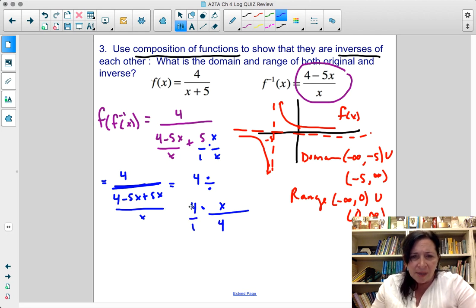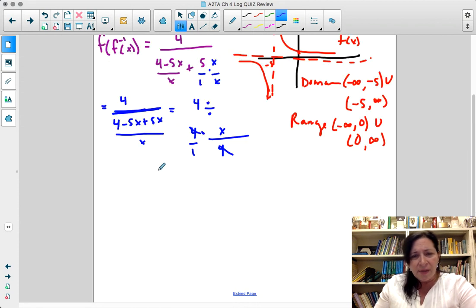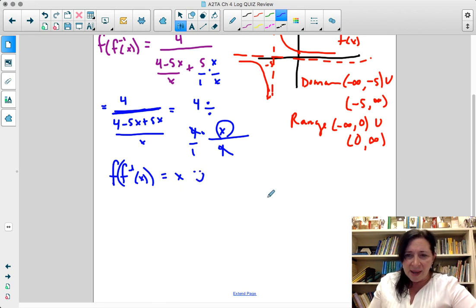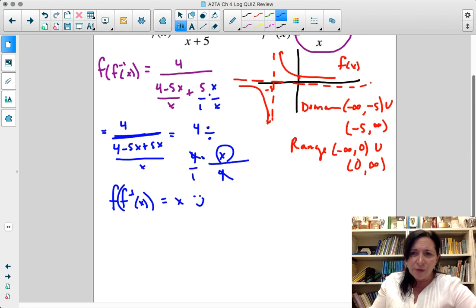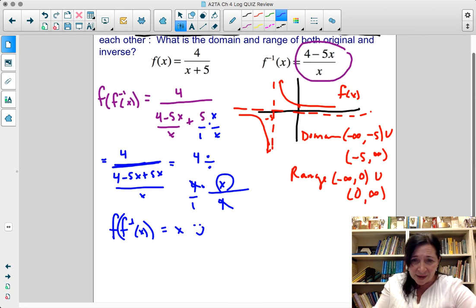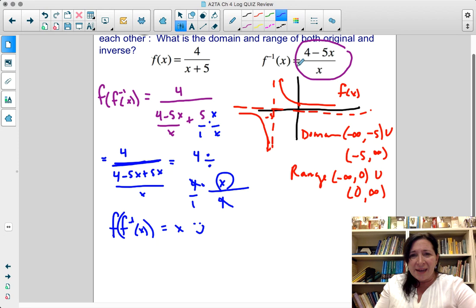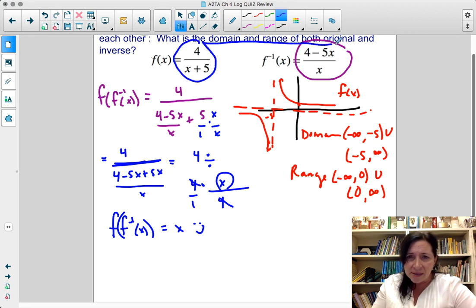And what ends up happening here is my 4s actually cancel, and so then that becomes the answer of f of f inverse of x is equal to just x right here. So that's actually what we want. We're very happy that we get that. We have an x. We want an x. Not only do I want an x for that, but I need an x when I plug this equation into the x here, and here.